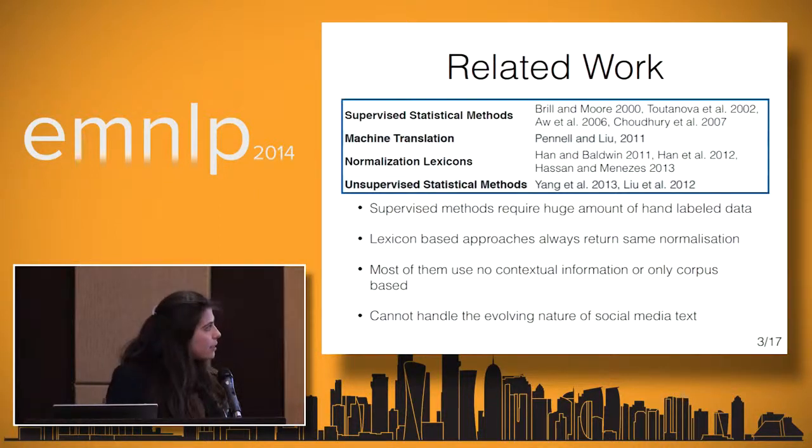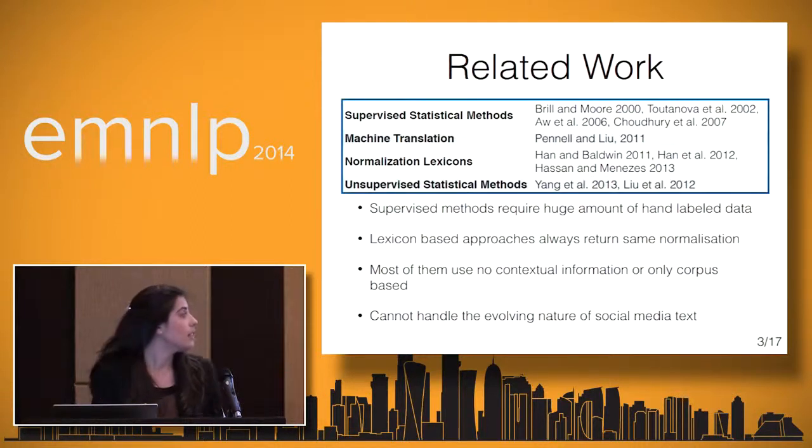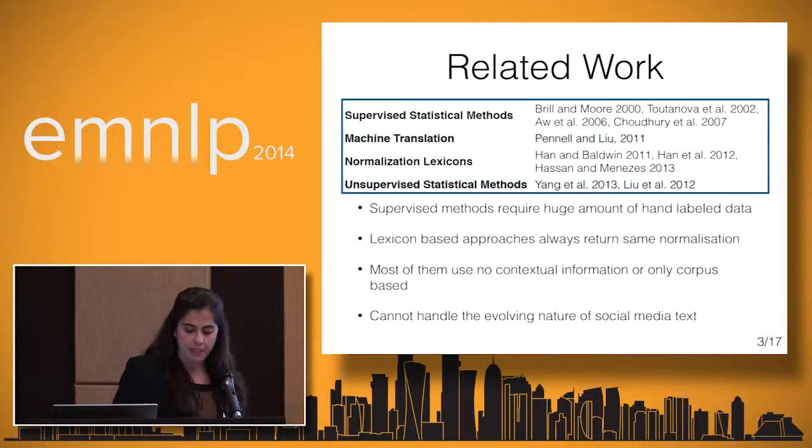Among the lexicon-based approaches, there are also unsupervised methods. Most of them do not use the input context and produce, again, the same normalization depending on the corpus-based information from their training dataset. In order to handle the evolving nature of social media text, we need a system that can correctly normalize the tokens, even if they are seen for the first time in our system.